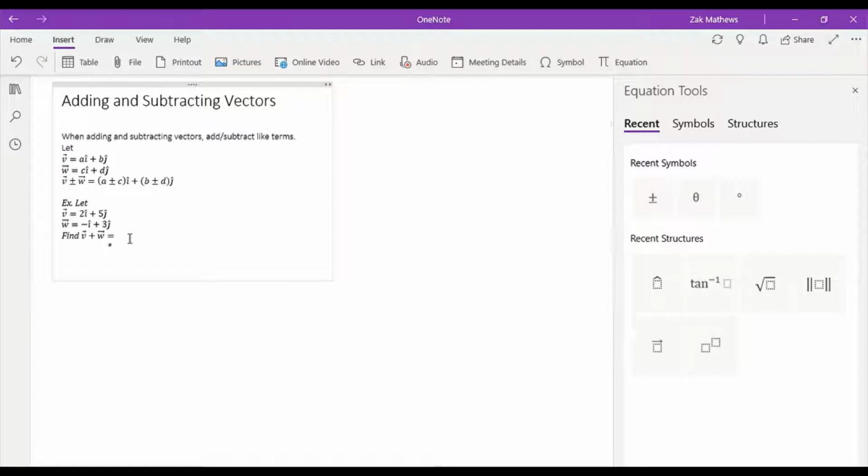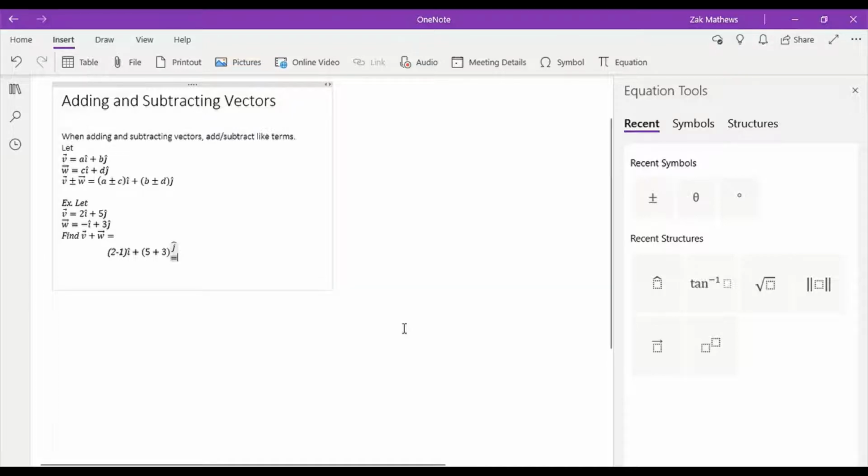What that means is I'm going to be taking these two vectors as defined above and adding their components together. So I have the 2 plus the negative 1, or 2 minus 1, and that is our i component, or the horizontal component. So I'm going to put my i hat there. Then I'm going to take my two vertical components, the 5 and the 3, and add those together. And then I place my j hat with those because that is my vertical component.